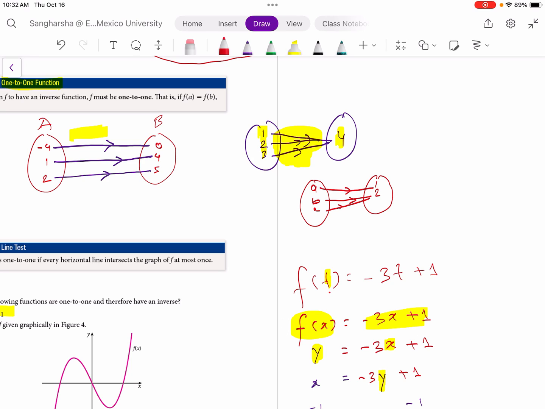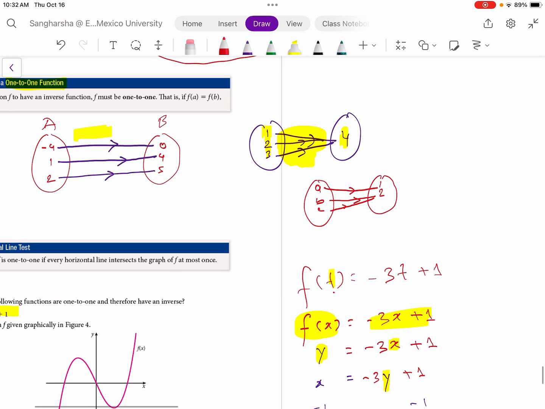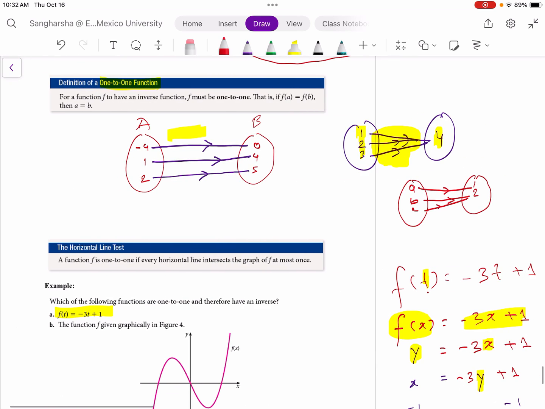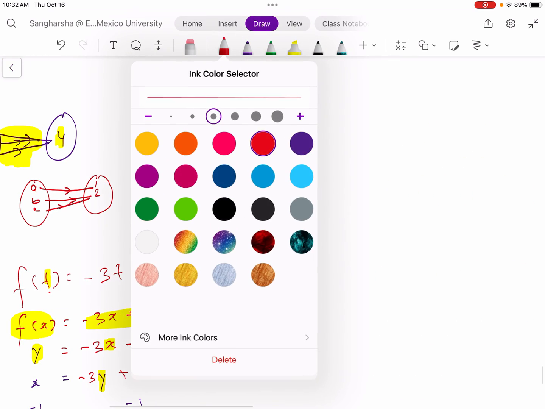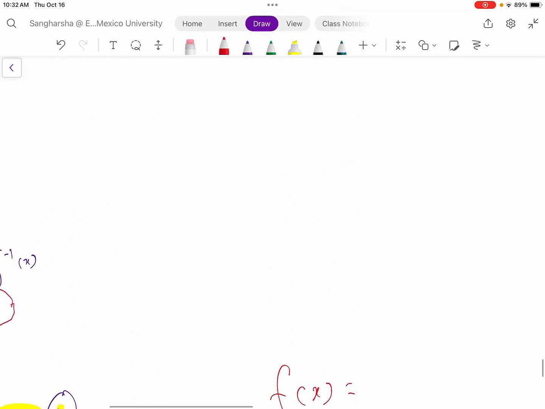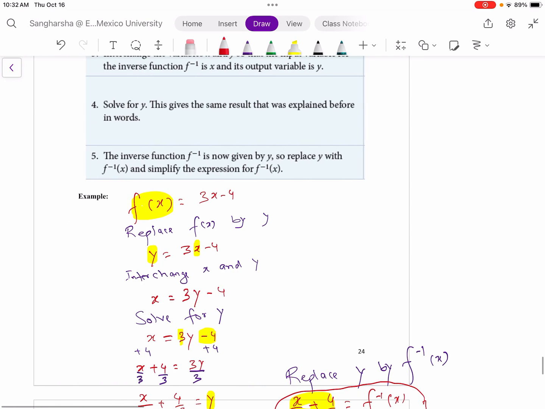And since this is not a one-to-one function, its inverse does not exist. Only if our function is one-to-one, then its inverse exists. If our function is not one-to-one, the inverse does not exist. Now how do we show a function is one-to-one or not? So let's take an example. Let me take the same function that we had earlier, f of x equals 3x minus 4.